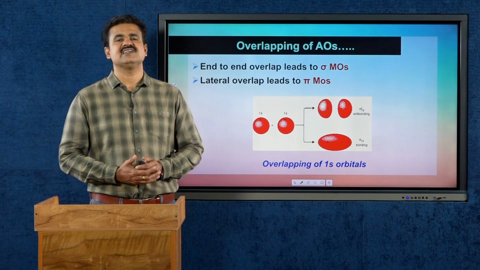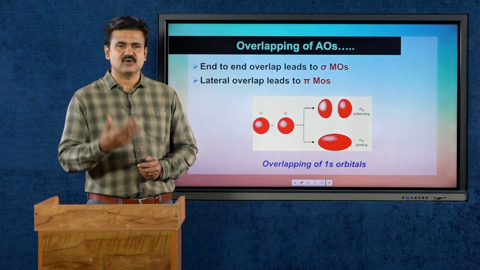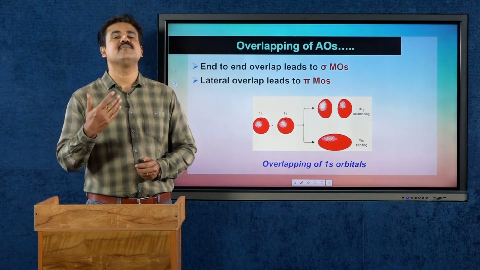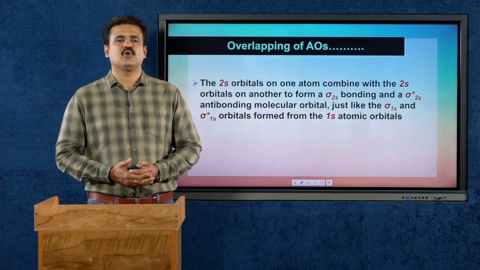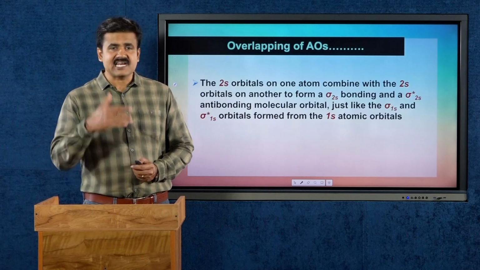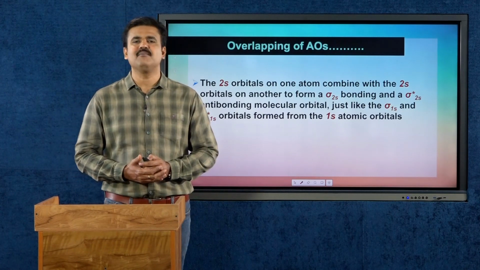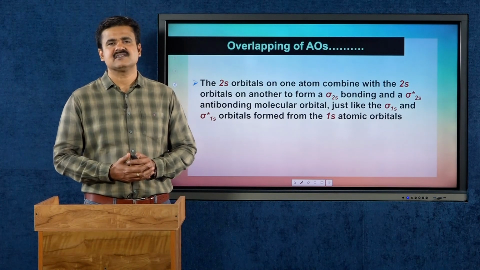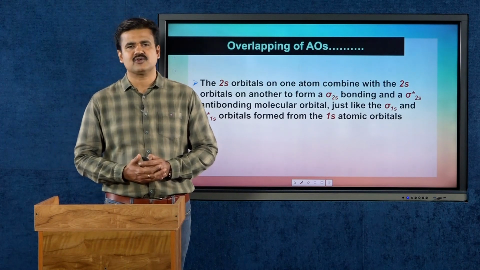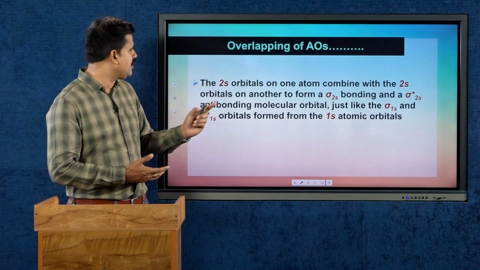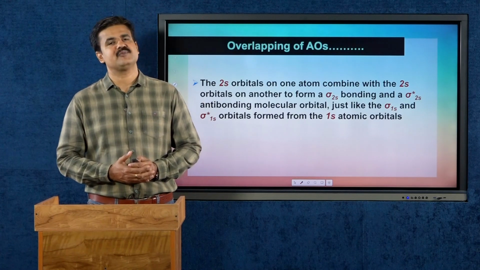The energy of the sigma star 1s antibonding molecular orbital is higher than atomic orbitals 1s as well as the bonding molecular orbital sigma 1s. Now, the 2s orbitals on one atom can combine with the 2s orbital on another atom to form a sigma 2s bonding molecular orbital and a sigma star 2s antibonding molecular orbital, just like the sigma 1s and the sigma star 1s orbitals are formed from the 1s atomic orbitals.